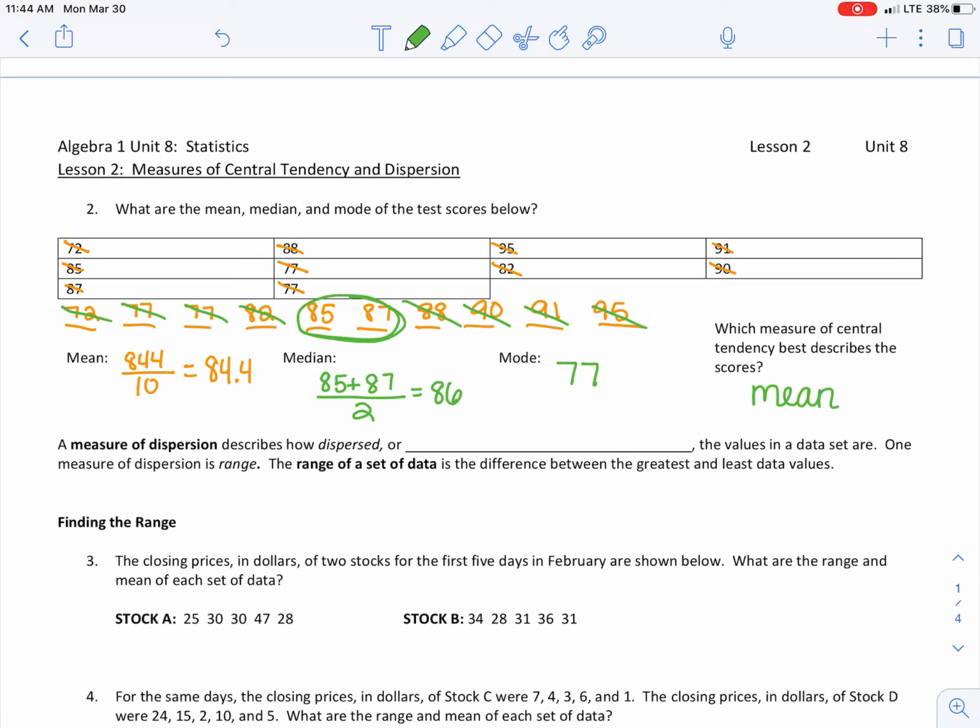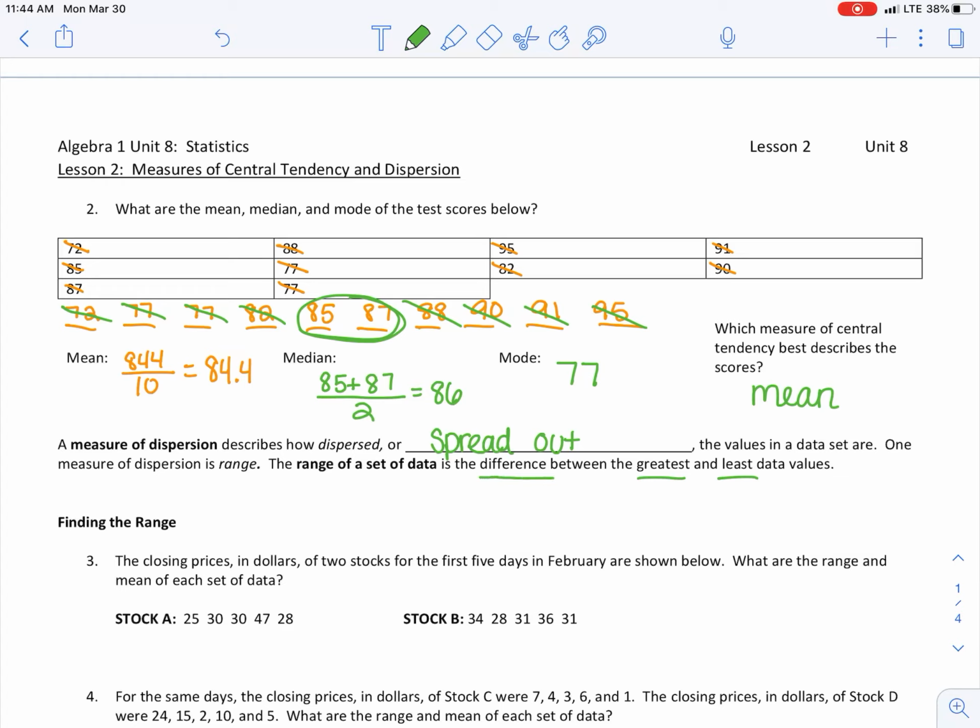So it says a measure of dispersion describes how dispersed or spread out. If you think about dispersed, it's just kind of talking about how spread out the data is. So the values in a data set, whenever we're talking about how dispersed they are, we can find the range. And the range of the data set is the difference between the greatest and the least data values.